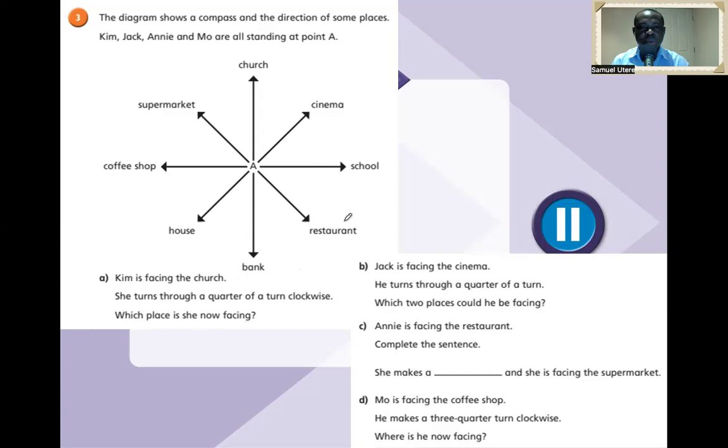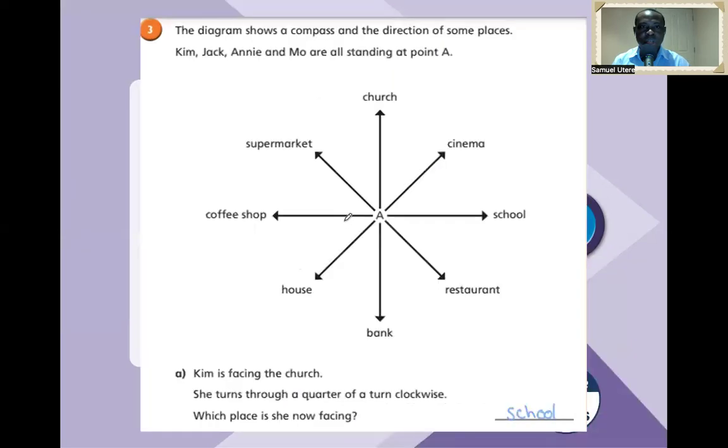All right, assuming you've paused the video and you've answered the question, here are the answers. So here for the first one, Kim is facing the church. She turns through a quarter of a turn clockwise. Which place is she facing now? So a quarter of a turn is 90 degrees. So she's going to turn in this direction, 90 degrees. So she's going to be facing the school, right? Next.